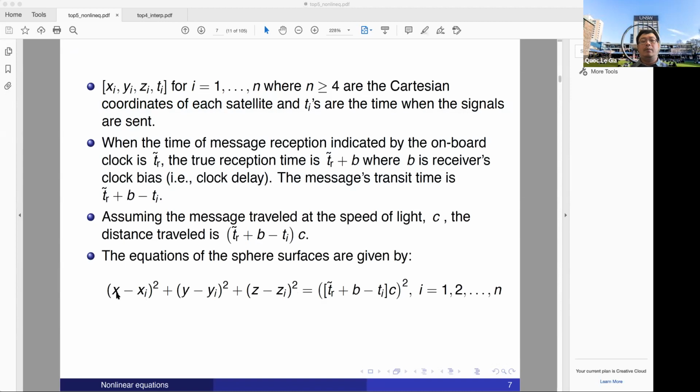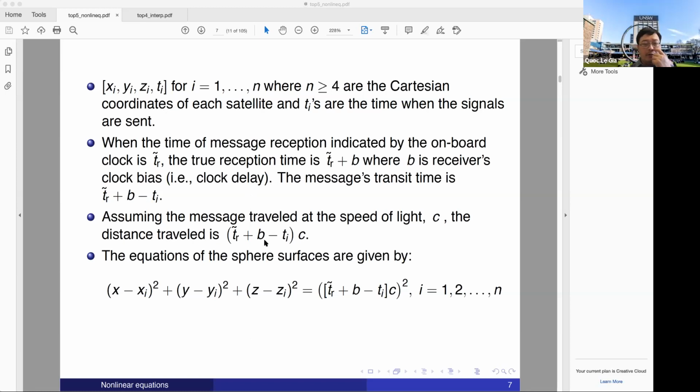So this X, Y, and Z is your position, and B is the bias of your device, and Xi, Yi, Zi is the position of the satellite, and Ti is the time they send you the signals.